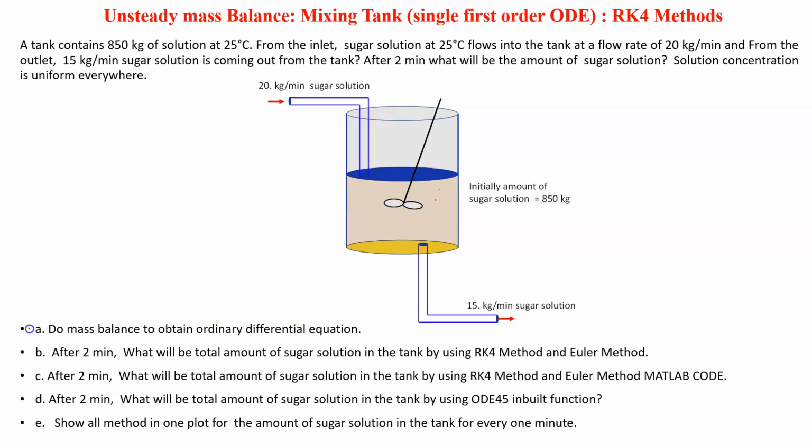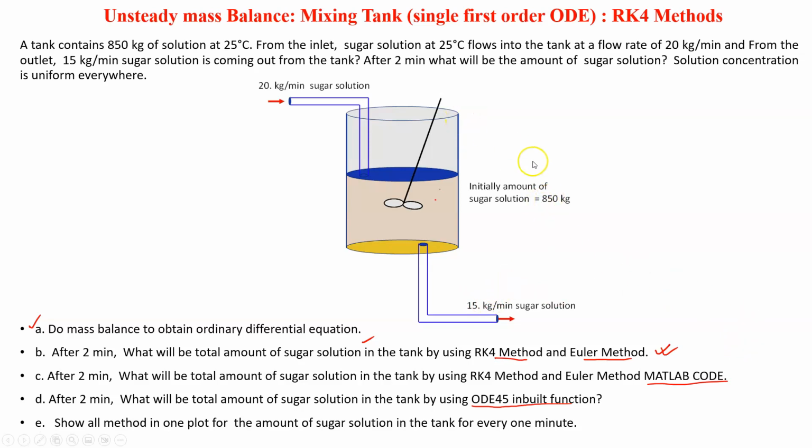So first, question number 1: do mass balance to obtain the ordinary differential equation. Second, after 2 minutes, what will be the total amount of sugar solution in the tank by using the RK4 method and Euler method. Basically this problem I will solve by hand calculation, and then we'll do the same thing by MATLAB code, and also we'll validate that MATLAB code with the ODE45 inbuilt function, and then we'll plot everything, and then we'll get what the sugar solution will be after 2 minutes. So these are the problems, and we have to solve them.